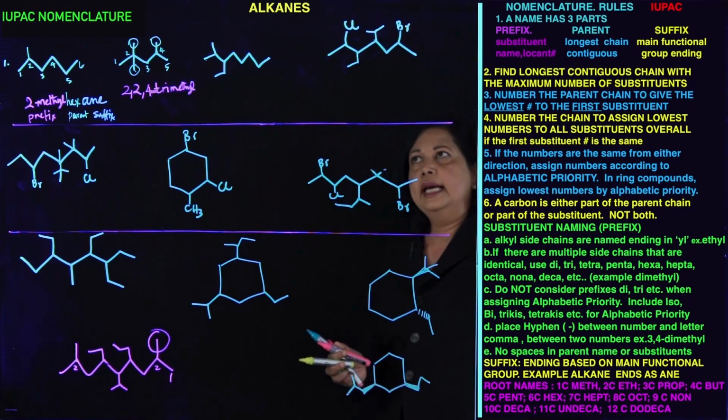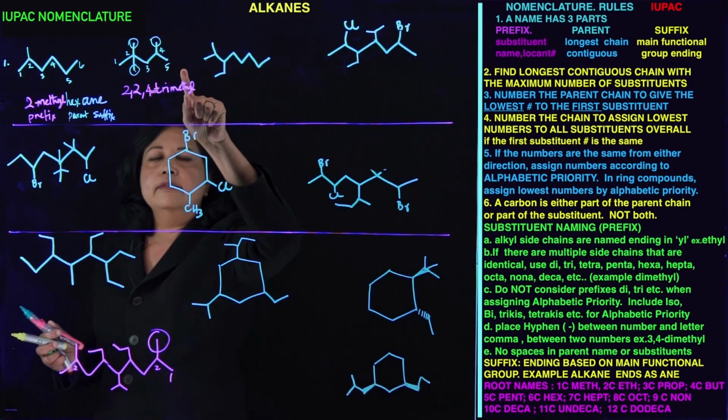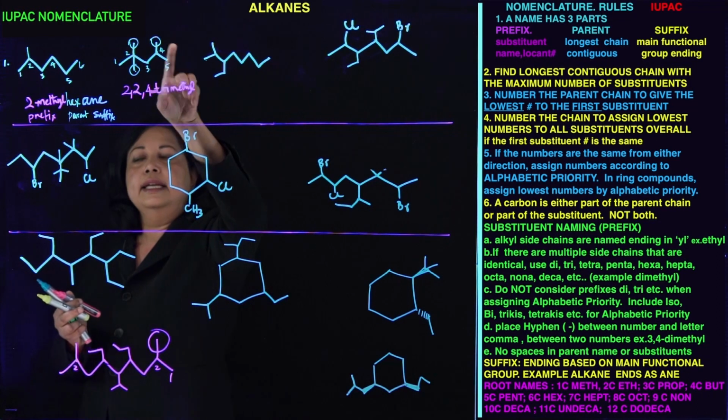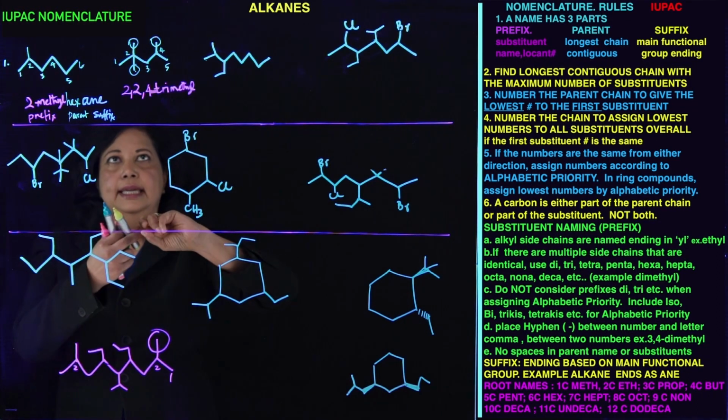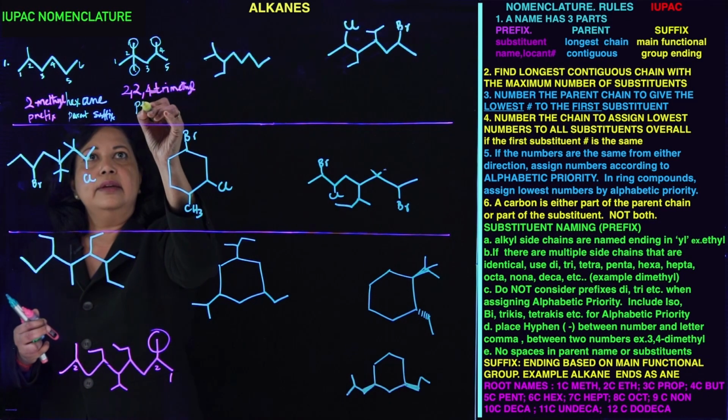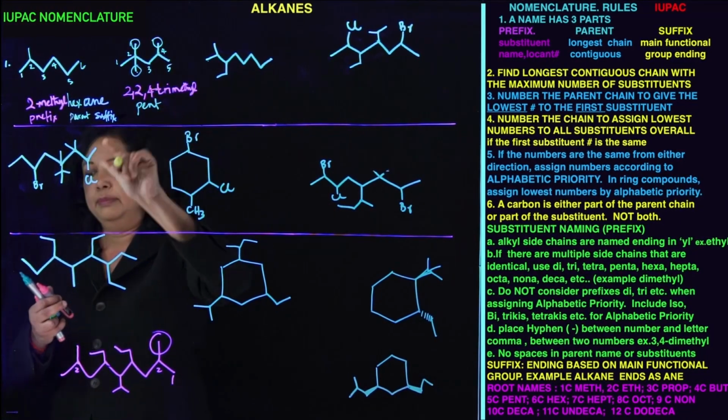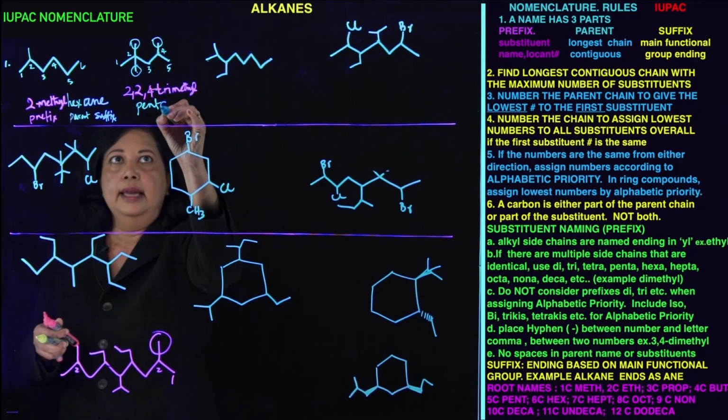Now the mom and dad is just the longest chain, 5. 5 is pent. There's no functional group, so it's pentane. And I'm going to just write the pent here. There is no space between those if you're writing it on a line. Ane.